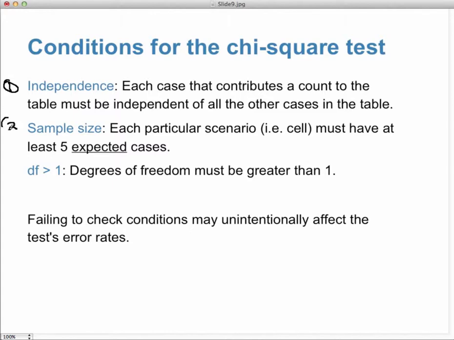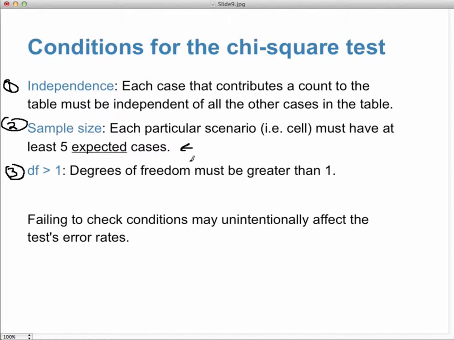The second one is going to be the sample size, and the third one is you gotta have enough groups to have your degrees of freedom greater than 1, okay? Can't be equal to 1, so it's going to turn out this is the number of categories to use this. The minimum is 3, all right? So each particular scenario cell must have at least 5 expected counts or expected cases. That's important. So we're going to show in a minute how to calculate the expected counts. And those expected counts have to be 5 or bigger for each of them. If not, your sample size is too small and you need to get a larger sample size.